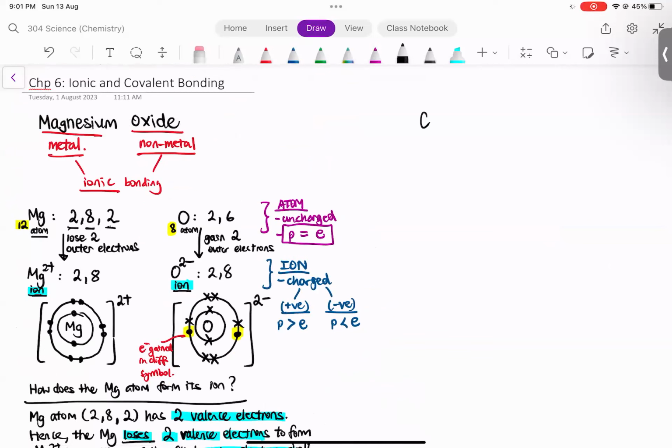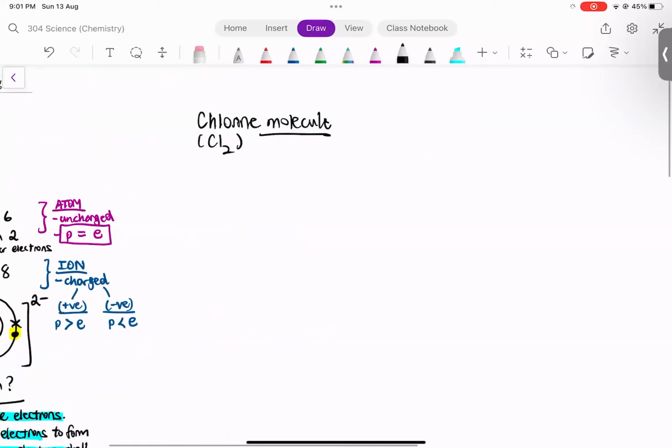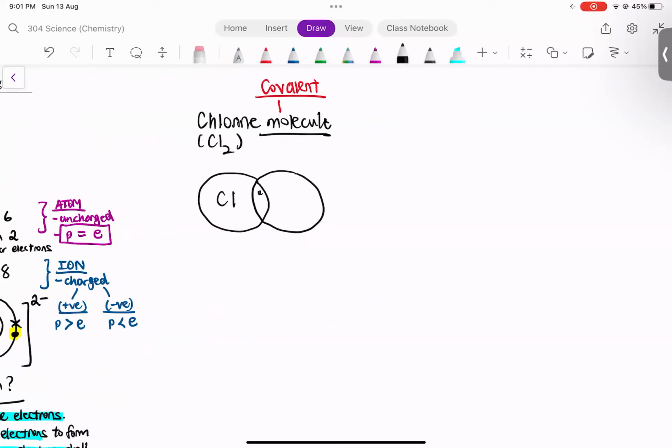Covalent bonding starts off by talking about molecules. When you read this word molecule, you know immediately it's covalent bonding. Molecule, this word is only used when the atoms share valence electrons. So chlorine. Chlorine forms a diatomic molecule because 2 atoms of chlorine are covalently bonded together.